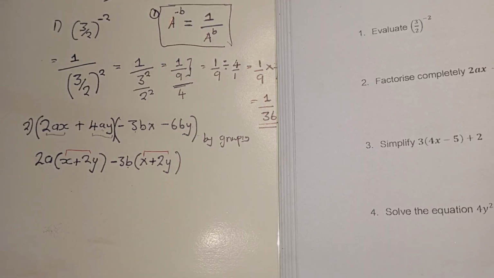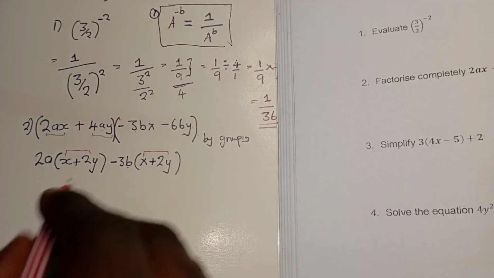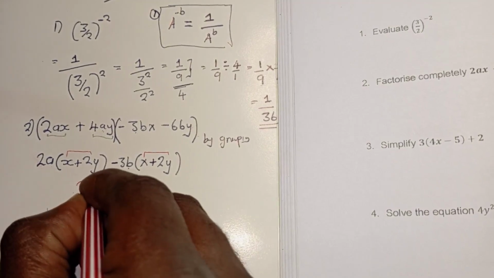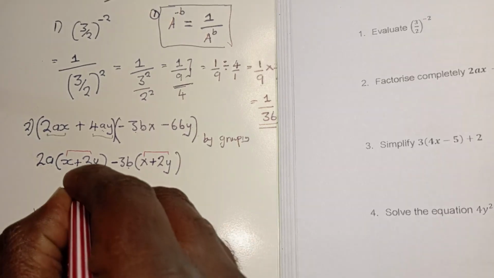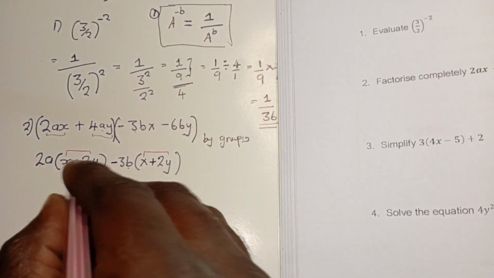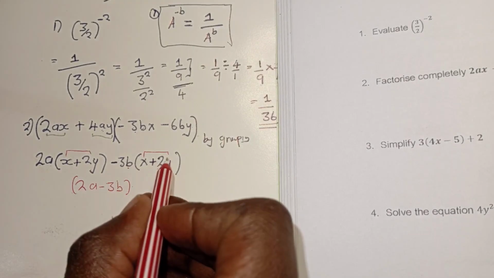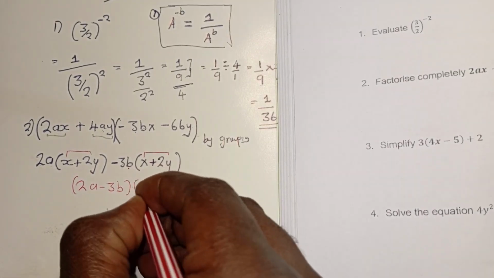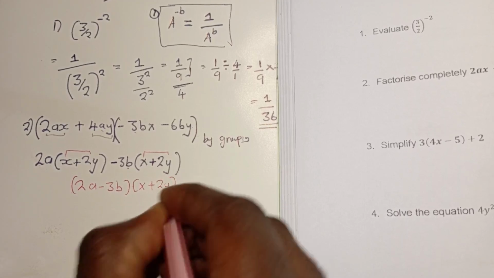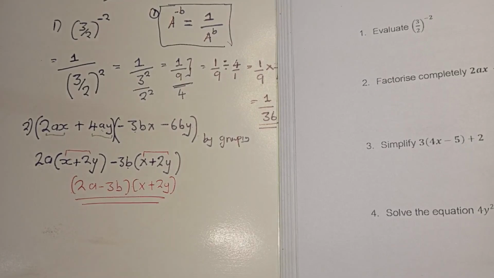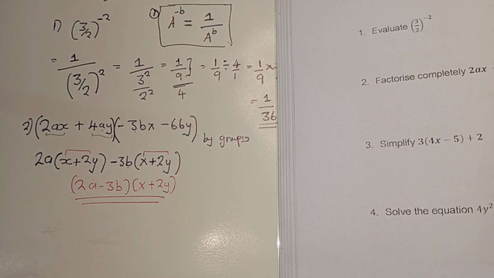So now you're going to group the ones that are outside together. It's going to be 2a minus 3b. Put it in brackets. Then here, these ones are the same, so you're just going to pick one. It's going to be x plus 2y. And this here is our answer, okay? That is the answer, okay?